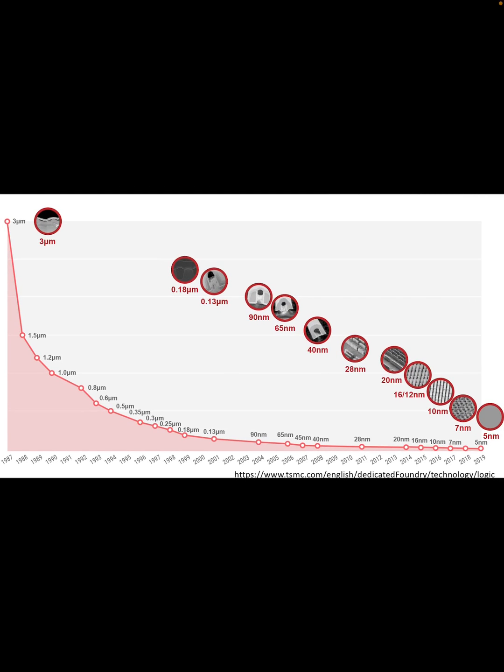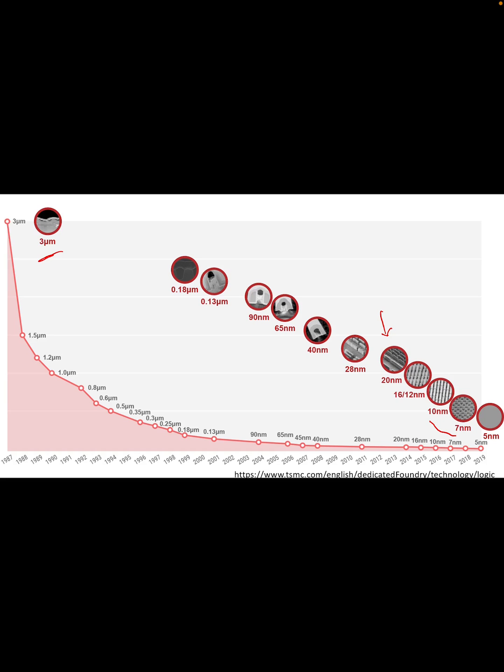So this is a plot from TSMC, which shows that we were at about 3 micron in 89, right? And then we are at about 10 nanometer to 7 nanometer commercially in about 2019-20, right? And we started to come into 3D architectures somewhere below 22 nanometers, where we started to have 3D FinFETs and such. I think we stopped. We will go into details one by one.